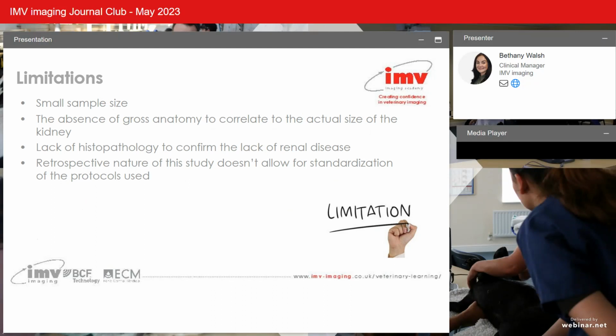The limitations of this study were the small sample size, the absence of gross anatomy to correlate the actual size of the kidneys, the lack of histopathology to confirm the lack of renal disease, and the retrospective nature of the study, which doesn't allow for standardization of the protocols used.